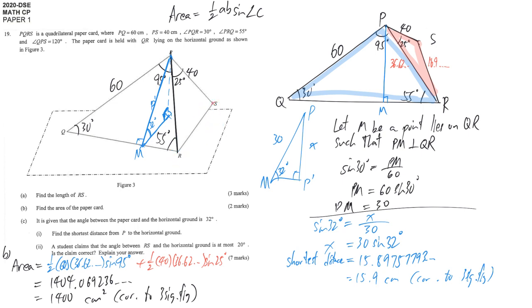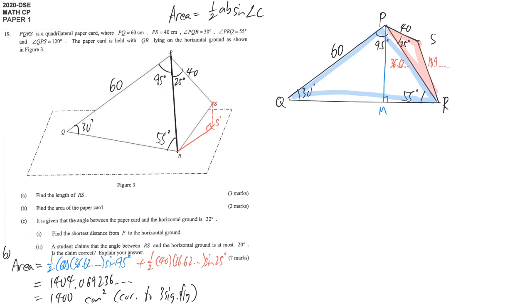Then we need the projection of S on the horizontal ground, such that RS prime represents the horizontal ground, and then the angle between a line and the plane. That means the angle between SR and RS prime. So that's what we need to find out. But before that, we need to find out what is the height of SS prime here. So the calculations are exactly the same as finding P to P prime.